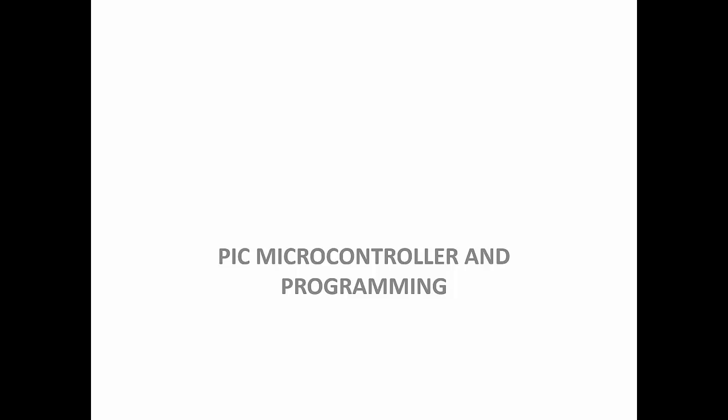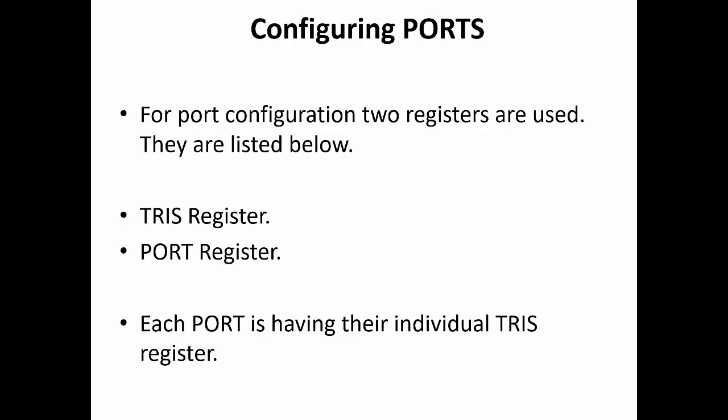We are seeing the concepts of PIC microcontroller and its programming. In this lecture, we are going to discuss how to configure the different ports. As we already discussed in the pin diagram of PIC 18F4420, we have 5 ports totally, starting from port A to port E. Out of 40 pins, there are 23 input and output pins. Here we are going to see how to configure these ports.